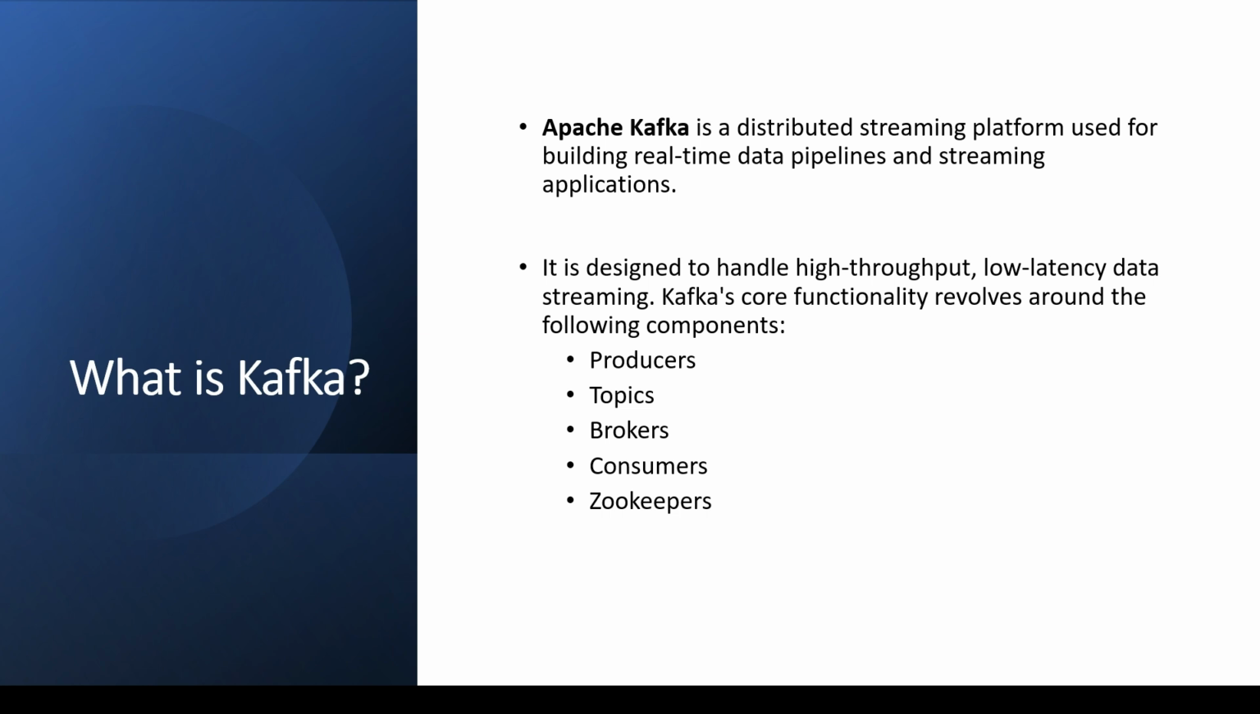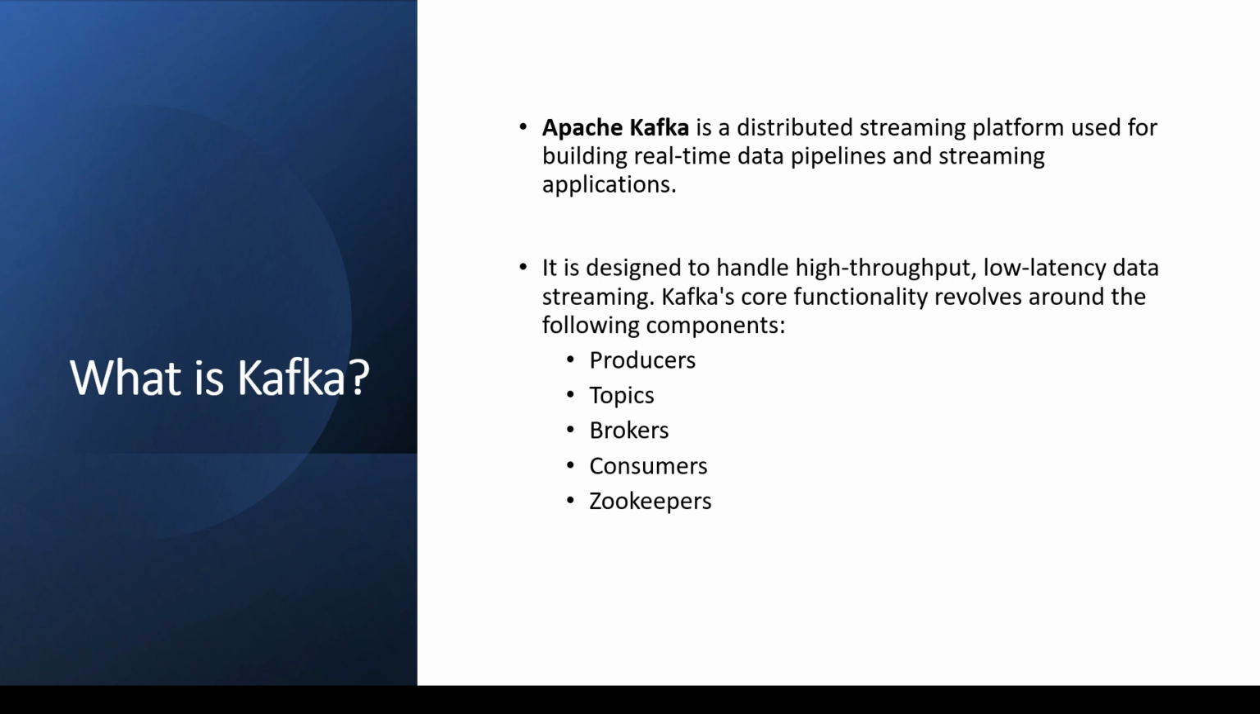into Amazon MSK. So Apache Kafka is a distributed streaming platform used for building real-time data pipelines and streaming applications. It is designed to handle high throughput, low latency data streaming, and these are the components: producers, topics, brokers, consumers, and you have ZooKeeper. So producers are the applications that publish messages or data to the Kafka topics. A producer is basically the source of the data, sending the data to the Kafka cluster.